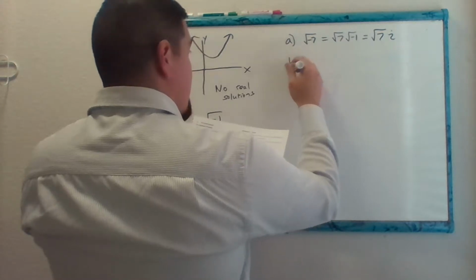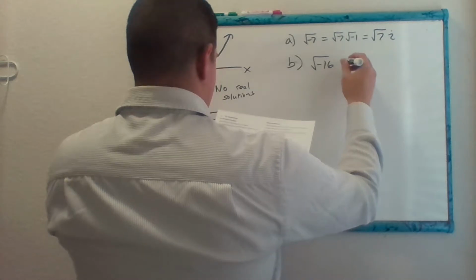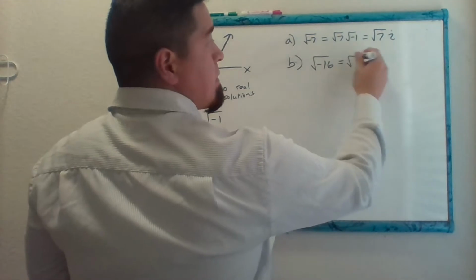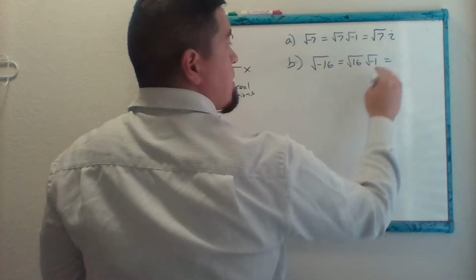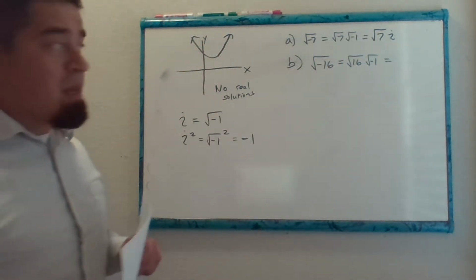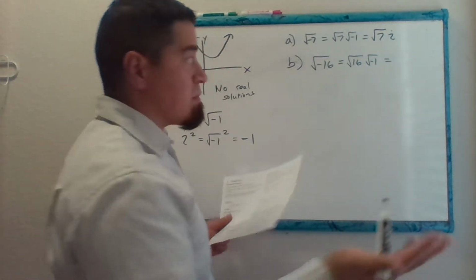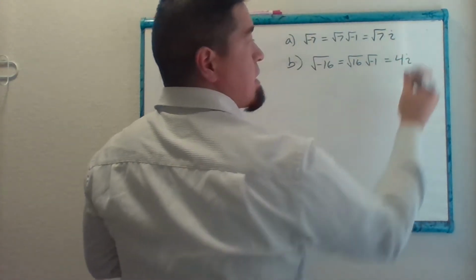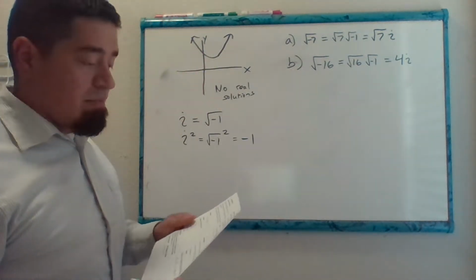So let's try question B. The square root of -16 equals the square root of 16 times the square root of -1, because again, square root of 16 times square root of -1 is square root of -16. With this said, we know the square root of 16. What's the square root of 16? It is 4. What's the square root of -1? It is i. So therefore, my answer is 4i. Okay.